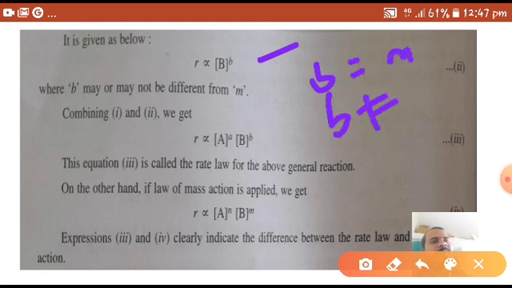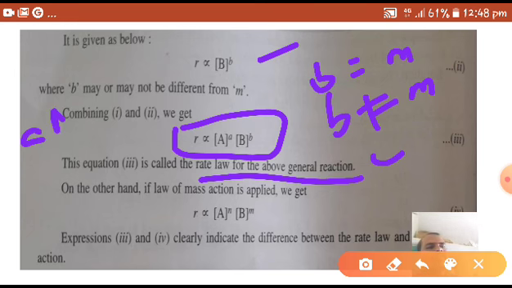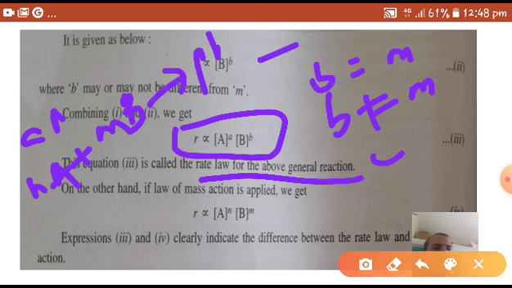Combining both equations 1 and 2, R is directly proportional to [A]^a [B]^b. This equation is called the rate law for the general reaction nA + mB gives rise to products.